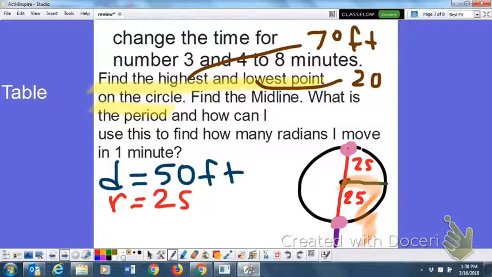So if I know from the center to the bottom of my circle is 25, but from the center to the ground is 45, what am I going to do to figure out what the small piece underneath is with the 45 and the 25? We would subtract. So 45 minus 25 is 20. So that's how the lowest point is 20.